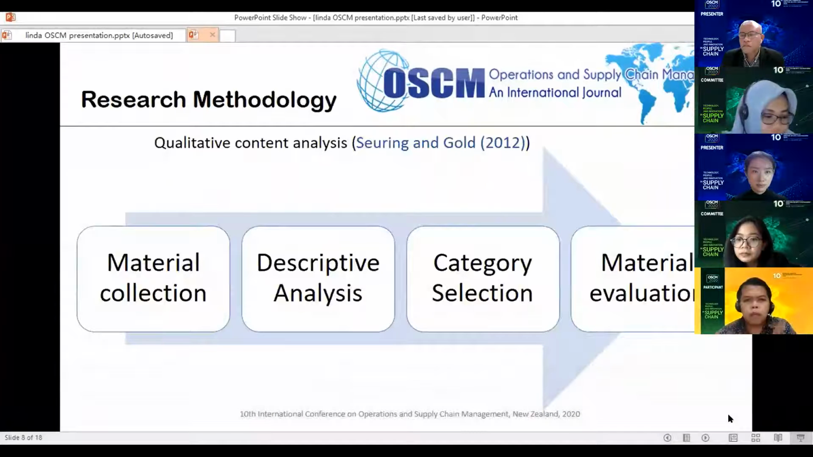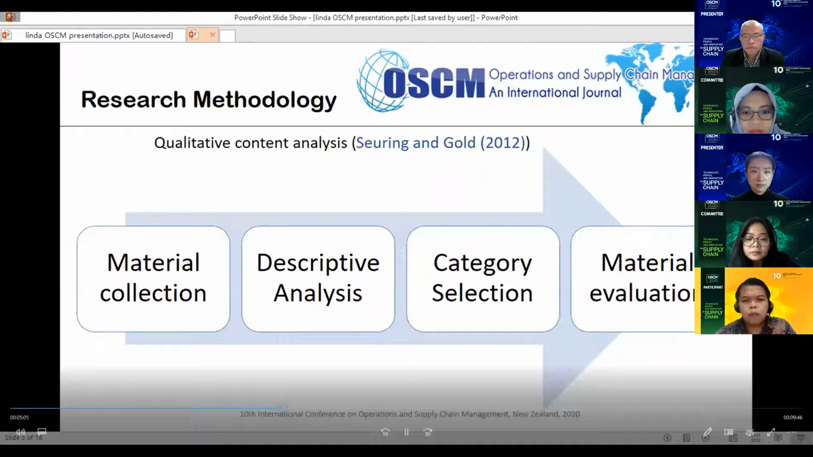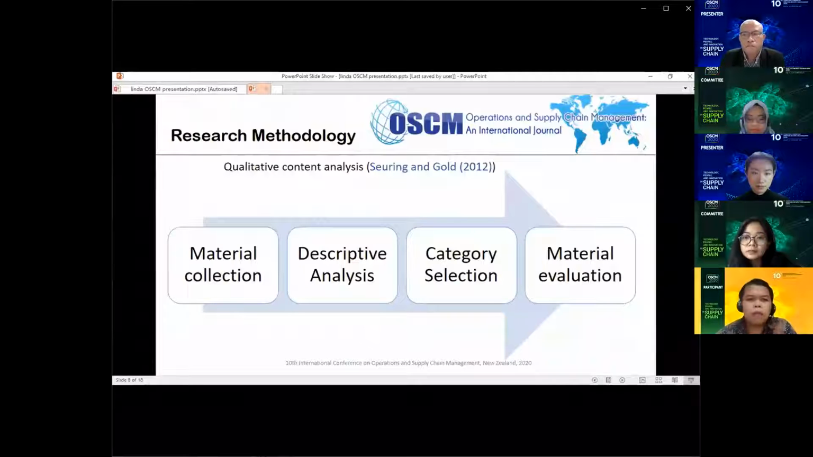So for my research methodology, I used what we call a qualitative content analysis as described by Mayring and Gold in 2012. In this method, we start by collecting the materials, then we carry out what we call the descriptive analysis, then we select categories for each paper, then we finally carry out the material evaluation.